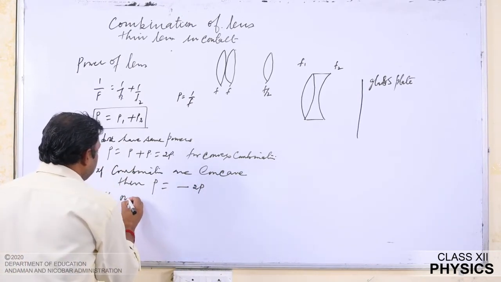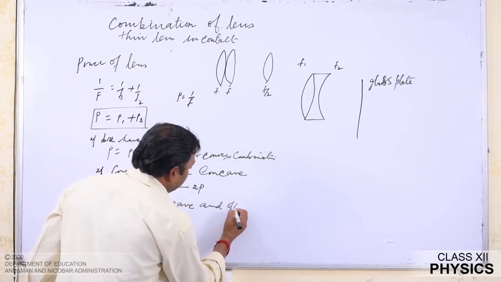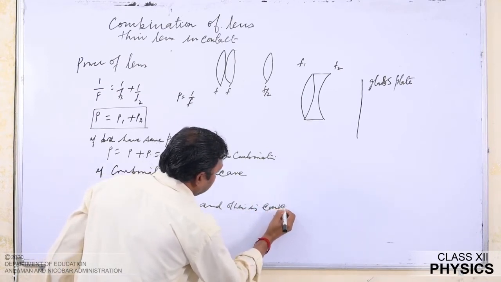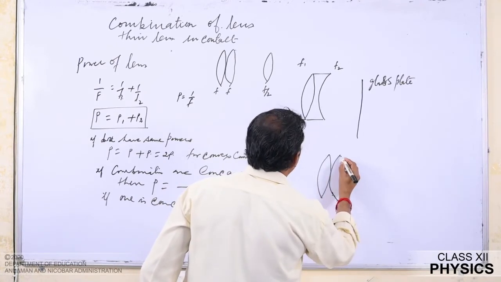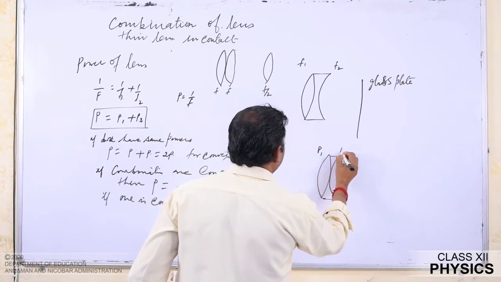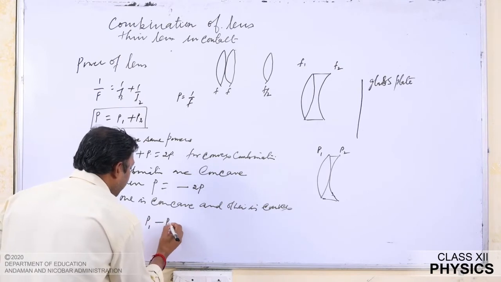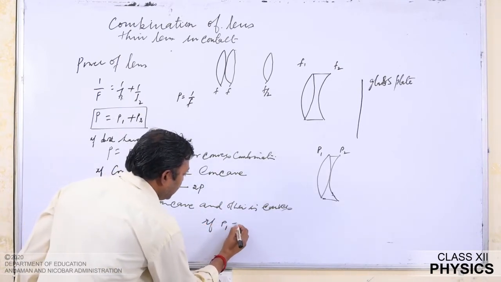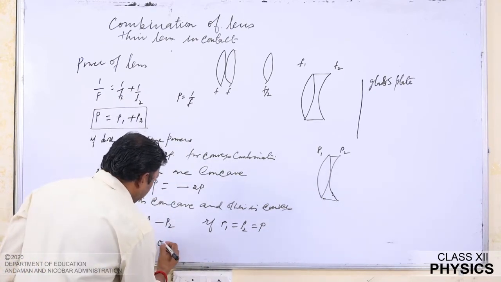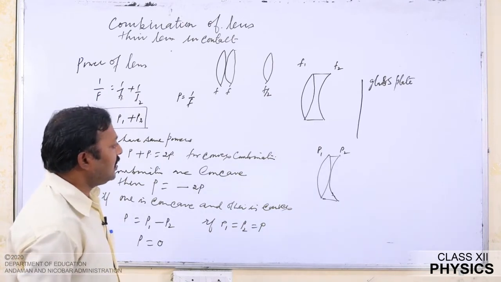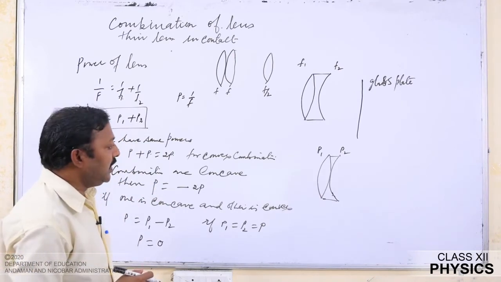If one is concave and the other is convex, like this, then the net power will be equal to P1 minus P2. If P1 is equal to P2 is equal to P, then power will be equal to 0. So if two lenses are in contact such that one is convex and the other is concave, then the resultant power will be equal to 0.